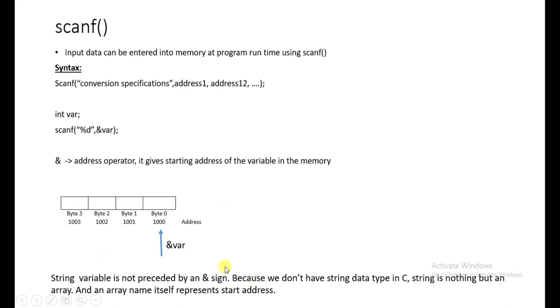But we should not use ampersand before a string variable, because if you have observed, while discussing data types we did not discuss any string type. Basically, in C programming we don't have a data type of string. String is nothing but a character array. The array name itself represents the start address. So that is why we should not give the ampersand sign before a string variable.